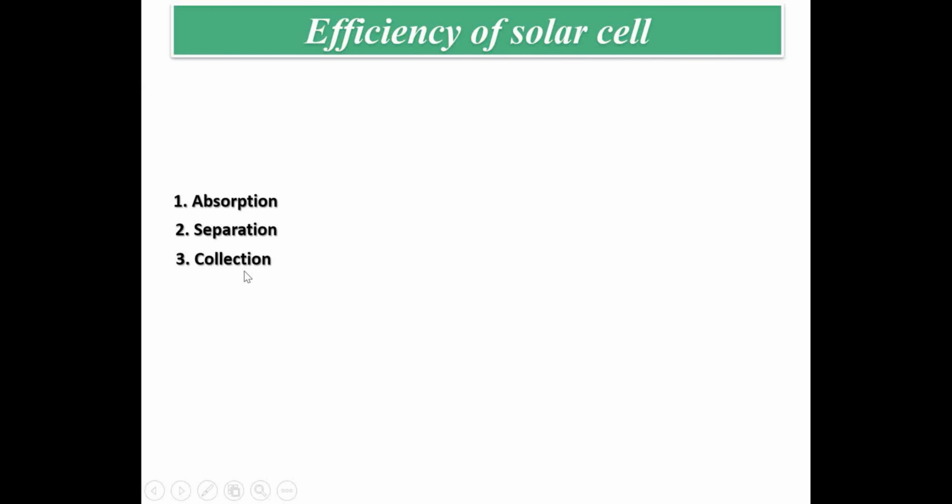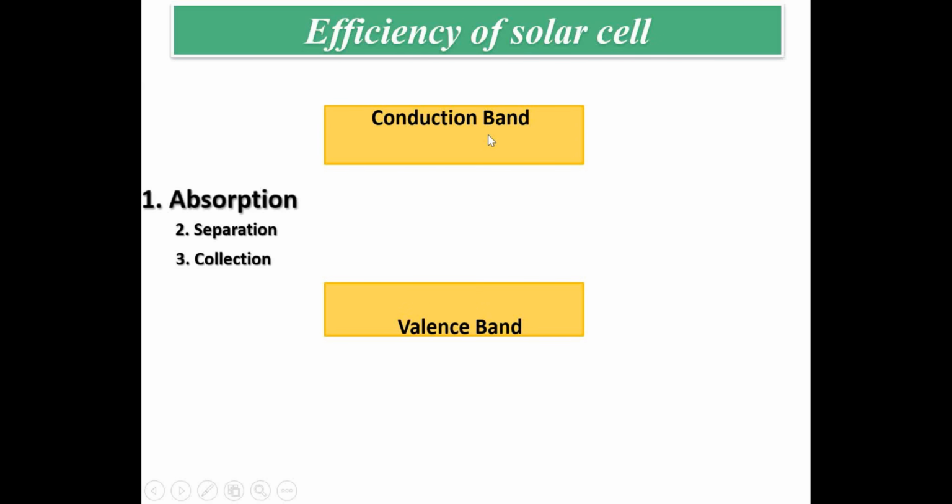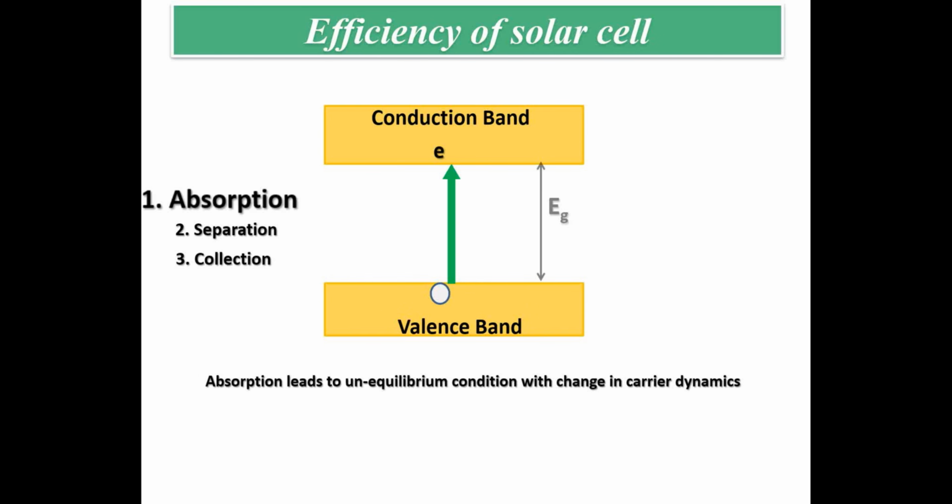So absorption: if you see a 2-level system, a simple semiconductor which has 2 levels, conduction band and valence band, so we are calling it 2-level, and it has some band gap. Now in this system, whenever a photon is absorbed, an electron hole pair is generated. This changes the carrier dynamics. So absorption leads to a non-equilibrium condition and generation of quasi-Fermi levels. This we have seen in our last session. This absorption must take place, and the change in quasi-Fermi levels must take place.